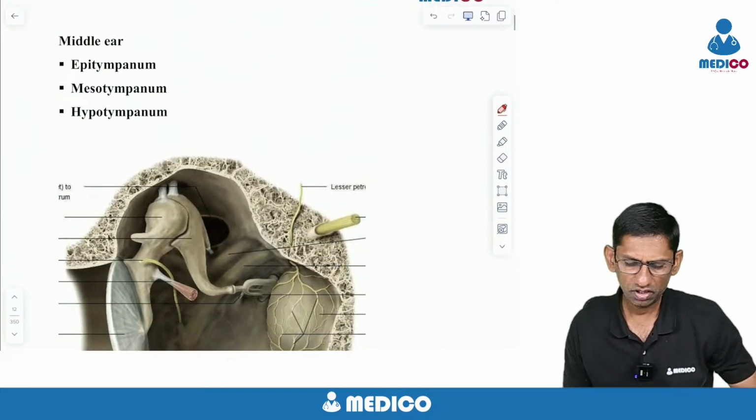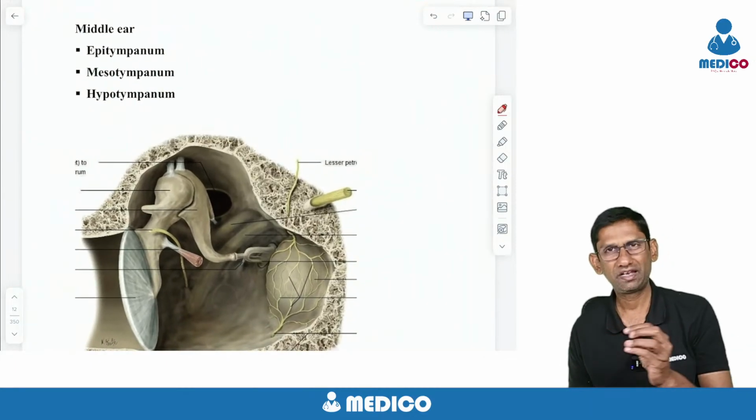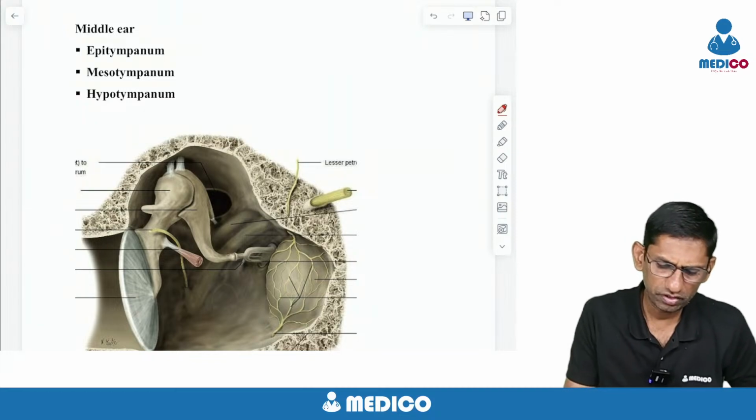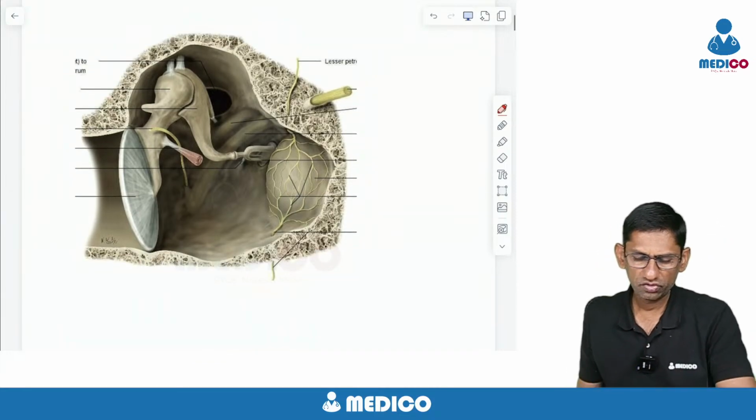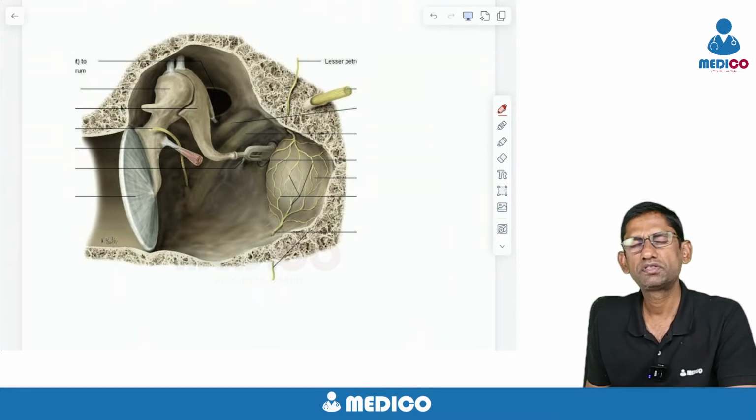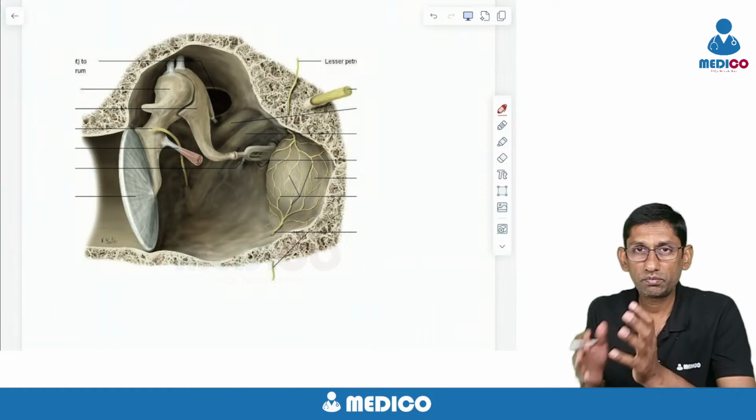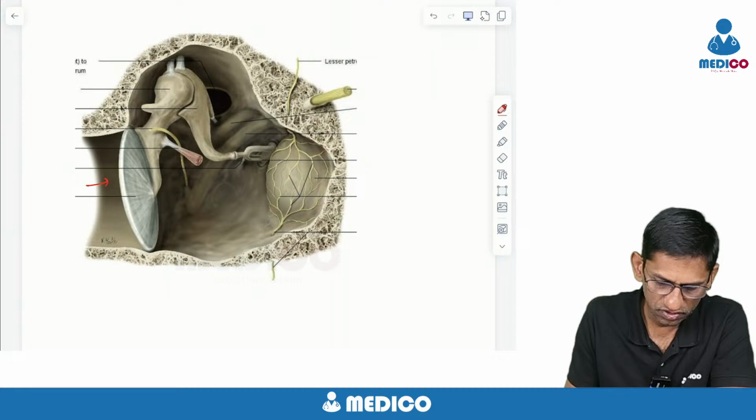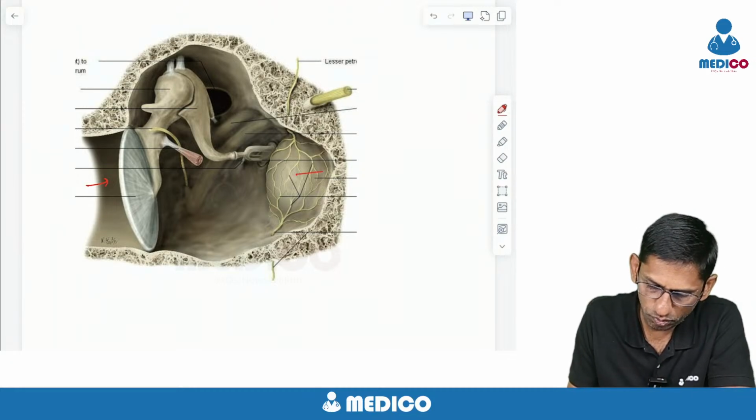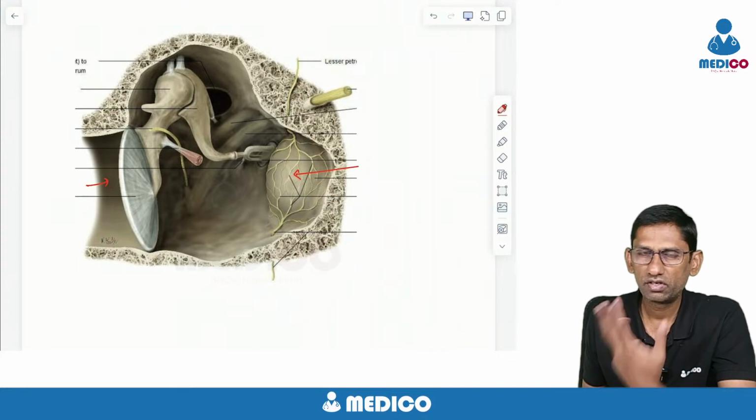Coming to the middle ear, what are all the structures in the middle ear? We have to know the important areas to concentrate on. It is divided into epitympanum, mesotympanum and hypotympanum. We all know that. Again, this is a wonderful schematic picture where we are seeing the middle ear from the anterior part, that is, from the eustachian tube part. This is the tympanic membrane, and this prominent part is called the promontory, formed by the basal turn of the cochlea.